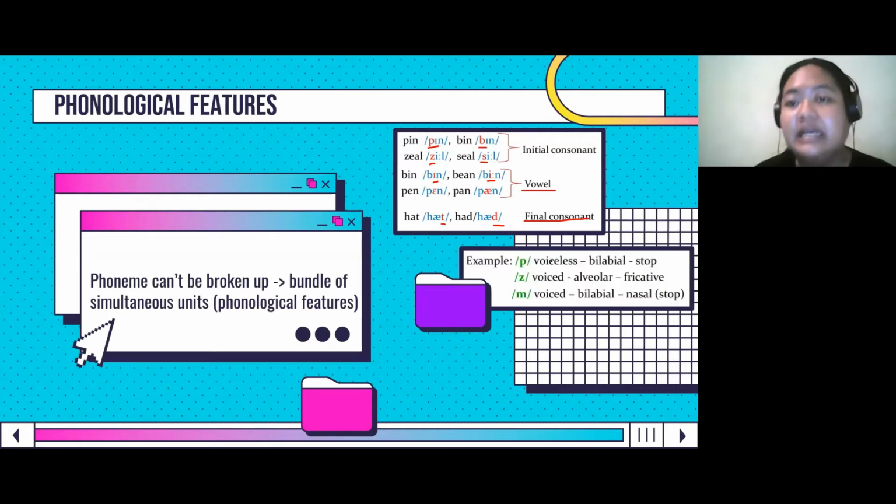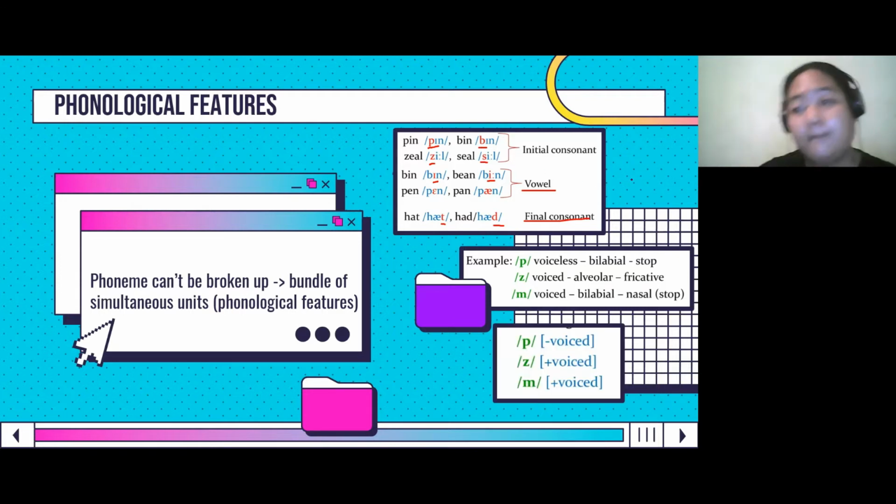We have the p, z, and m sounds. The p is voiceless, bilabial, and stop. Z is voiced, alveolar, fricative, and m is voiced, bilabial, and nasal. What do we expect a set of phonological features to perform? Well, the features are binary, right? A phoneme can be either plus X or minus X. The p itself is minus voice, which means it's voiceless, but the z and m sounds are plus voiced.